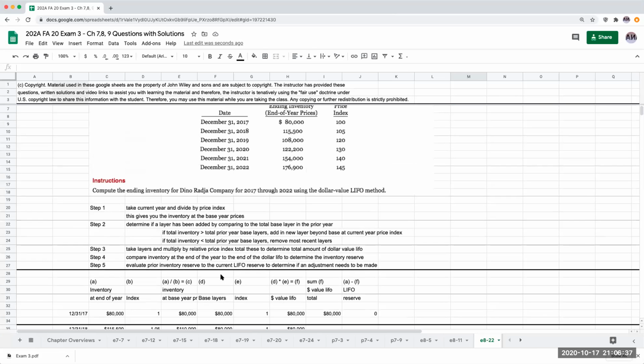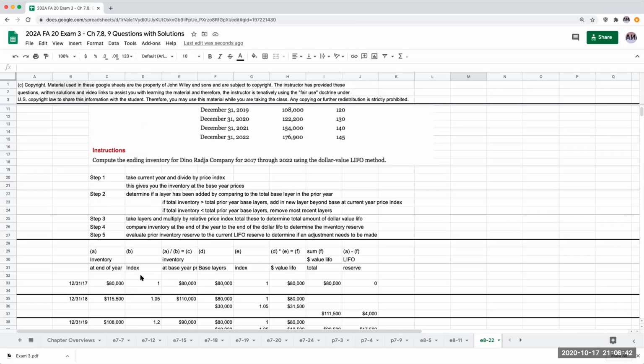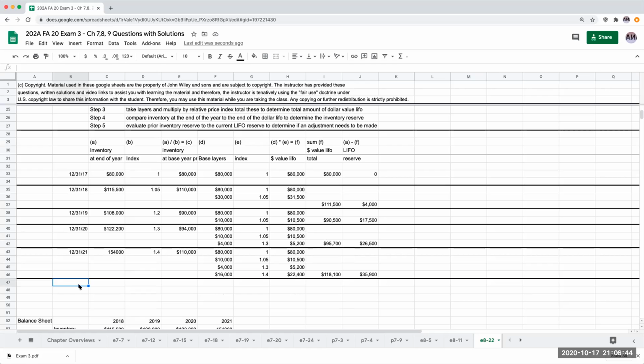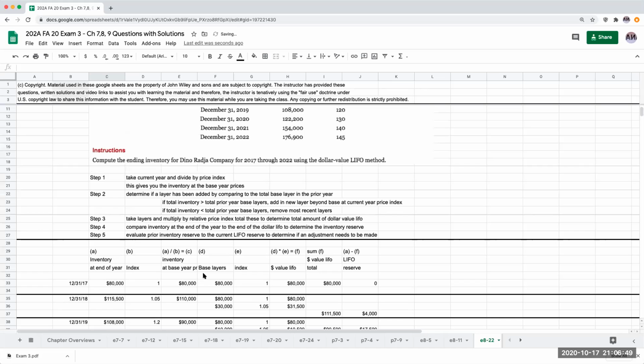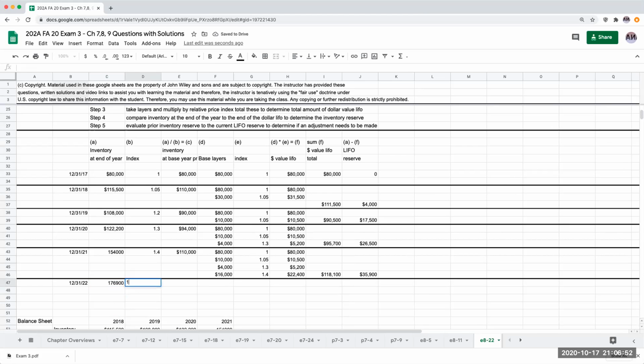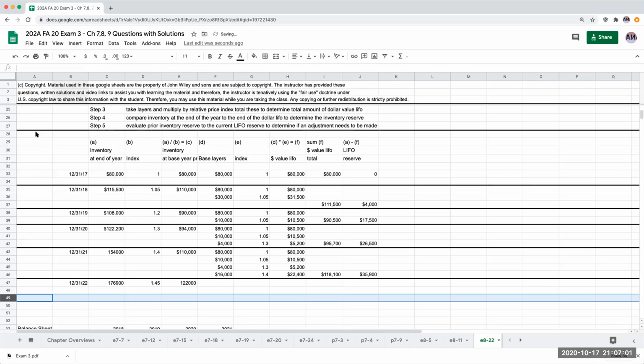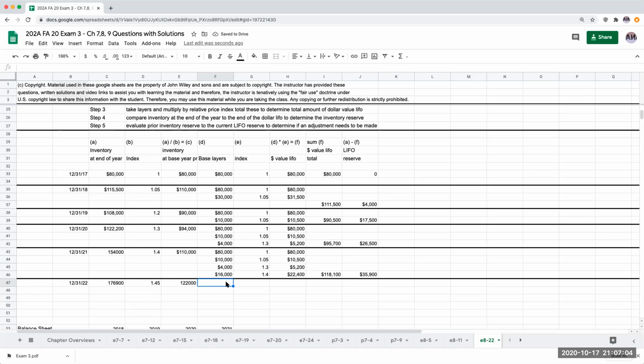Okay, so the next one over here is December 31st, 2022. We've got an inventory of 176.9. And this is going to be at 145. So when I divide this 176.9 by the 145, it looks like I'm adding on yet another layer. Okay, it's not like a dragon. All right. So I'm adding on a $12,000 layer, or the difference between the 122 and this 110.